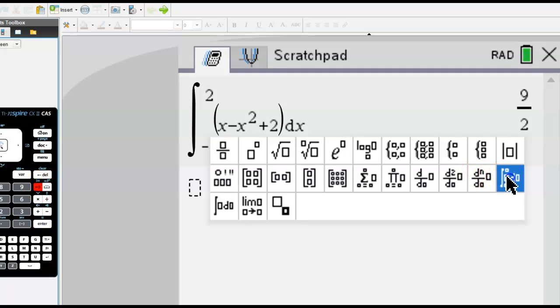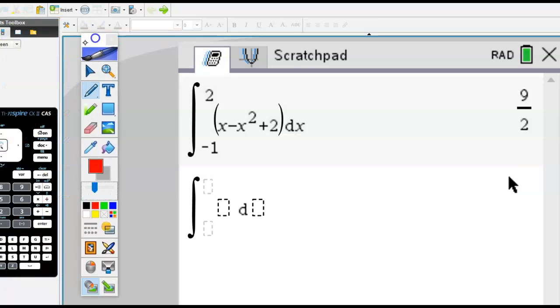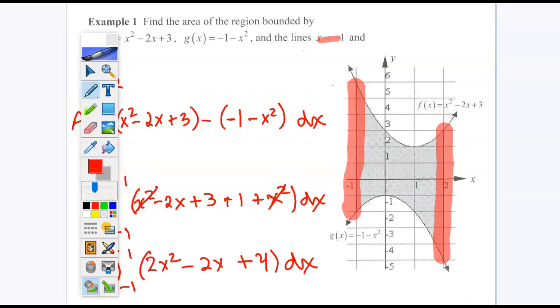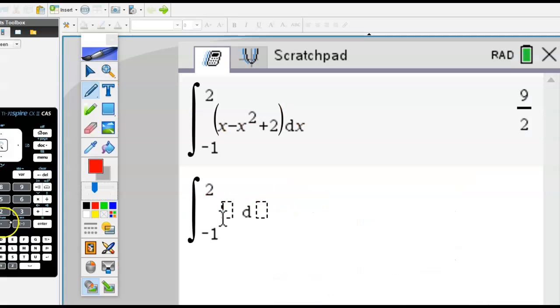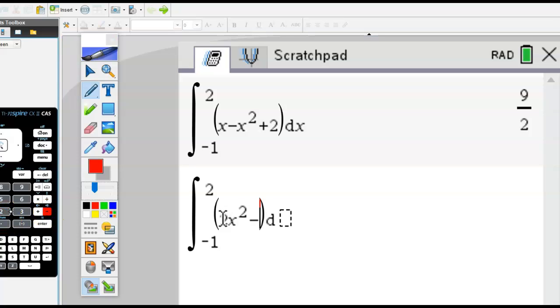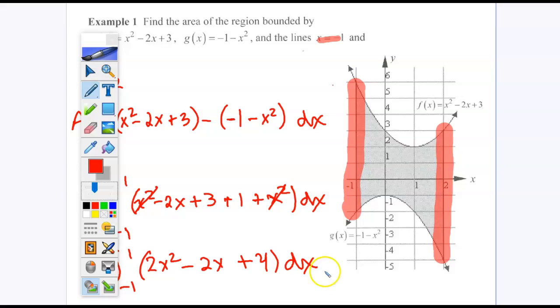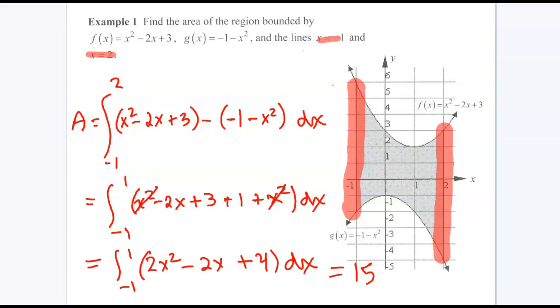So again, I want the definite integral from negative 1 to 2. And my function was 2x squared minus 2x plus 4. And I'm integrating with respect to x. Hit enter, and that area is going to be 15. So sometimes, if the curves don't intersect, they're going to give you some vertical lines where they want you to find the area between, so those vertical lines will become your limits.